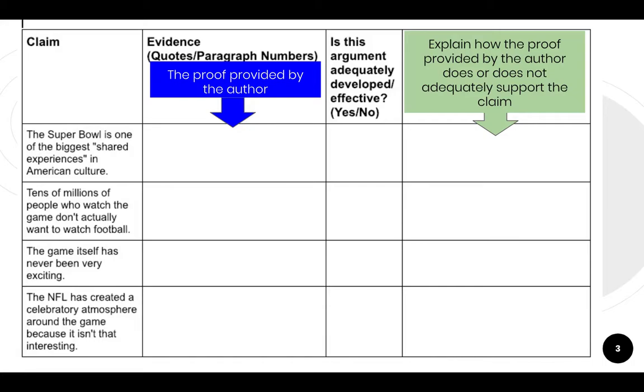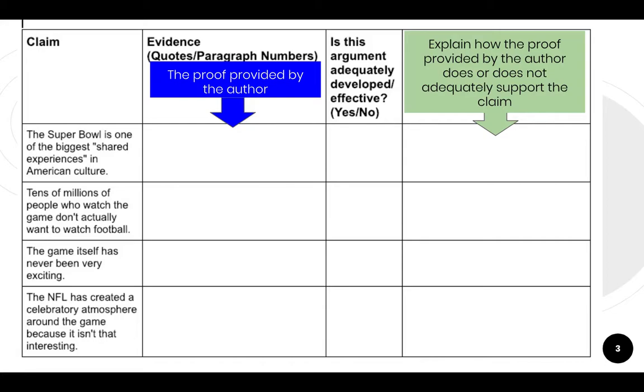Okay, so the evidence that's there, are they quotes? If there are quotes, what paragraph number are they in? You want to look at whether or not there are specific reasons as part of that claim that are using to support that. The next question you want to answer is whether or not the argument is adequately developed and effective. And again, that's not your opinion. Okay, that's looking at the actual way that the article has developed that particular claim using factual evidence that's reasonable. And then in that last box, you're just going to explain how the proof provided by the author either does or does not adequately support the claim.